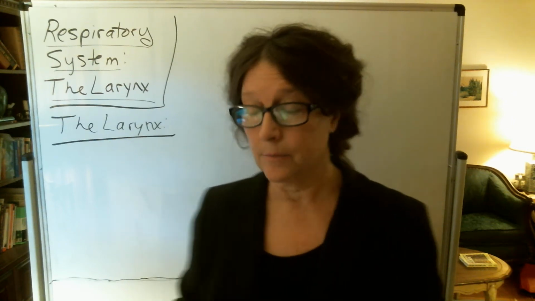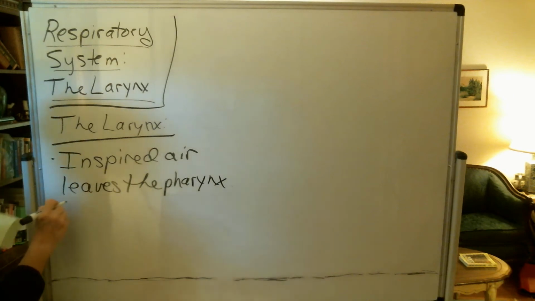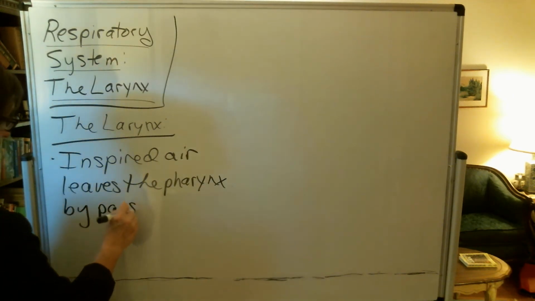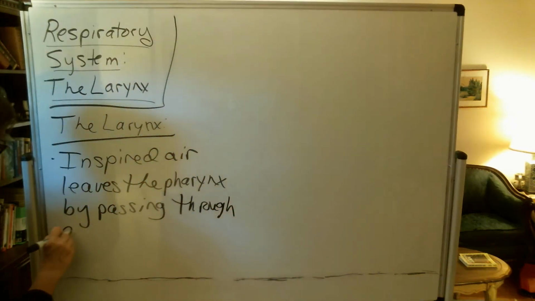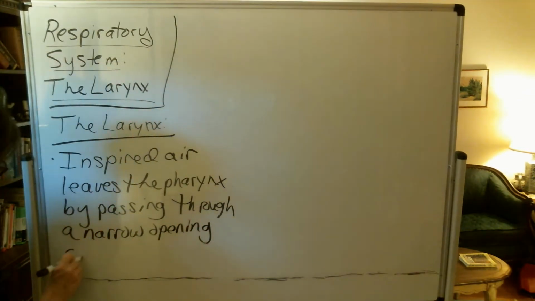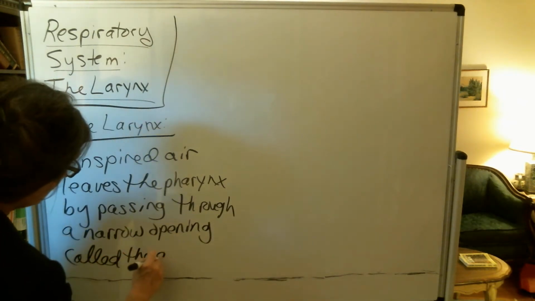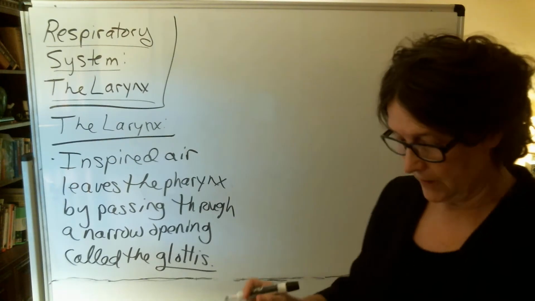This lecture is on the larynx. So for the larynx, inspired air leaves the pharynx by passing through a narrow opening called the glottis. We've talked about the glottis before.